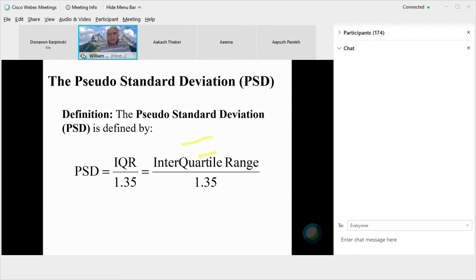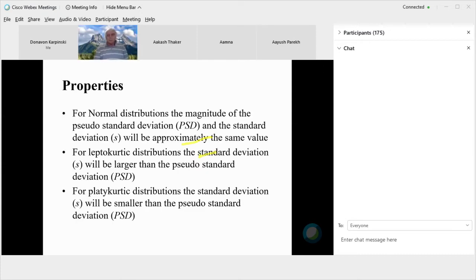The pseudo-standard deviation is the interquartile range divided by 1.35. In normally distributed data, the pseudo-standard deviation and the standard deviation should be approximately the same value. For the normal distribution, they will be approximately the same.